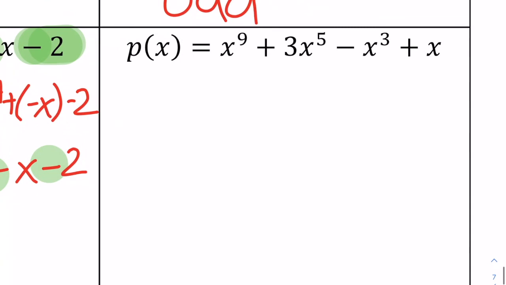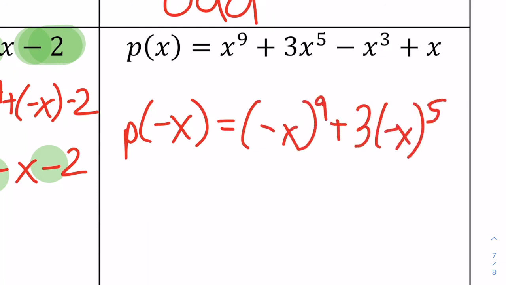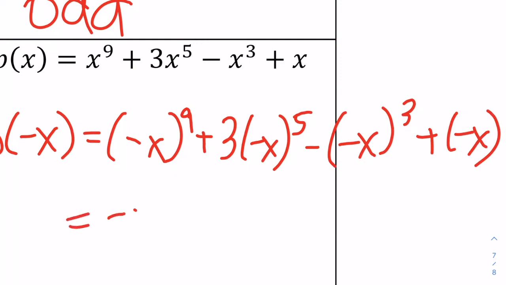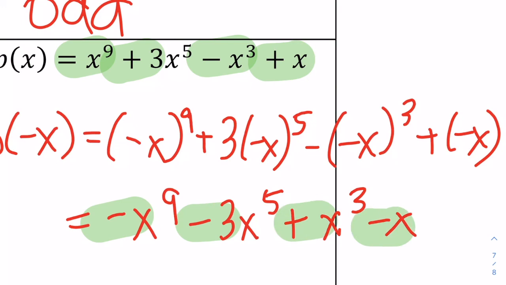Now for the last one, we have p of negative x here. So that's negative x to the 9th plus 3 times negative x to the 5th minus negative x cubed plus negative x. So this will be negative x to the 9th, negative 3x to the 5th, plus x cubed minus x. And looking at the signs, it's positive, positive, negative, positive, negative, negative, positive, negative. Everything is the opposite here, so this function is odd.